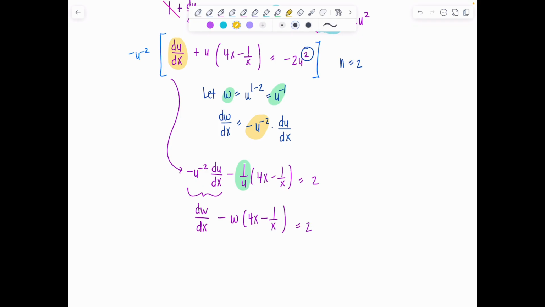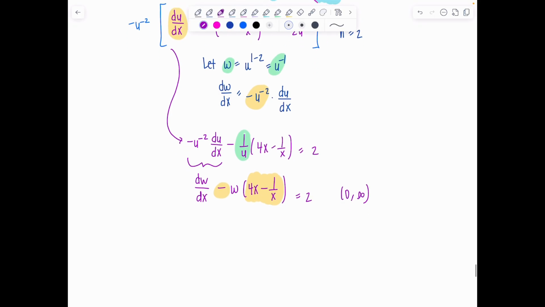Okay, here's my p of x. I need an interval on which it's continuous. Don't forget there's a minus 2, okay? Whew. So the interval on which it's continuous would not include 0, so 0 to infinity. Let's get our integrating factor. So mu of x is going to be e to the integral. I'll write it as positive 1 over x minus 4x dx.